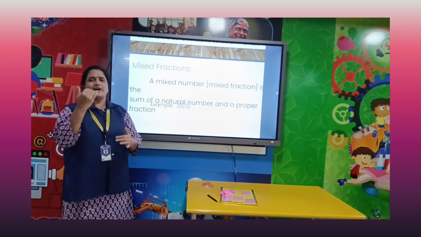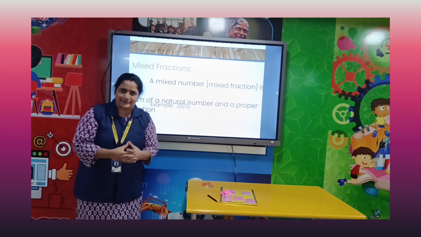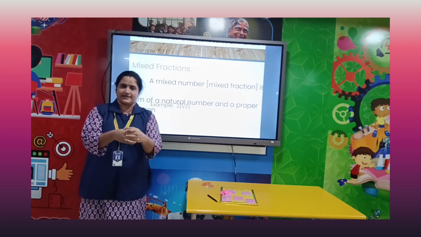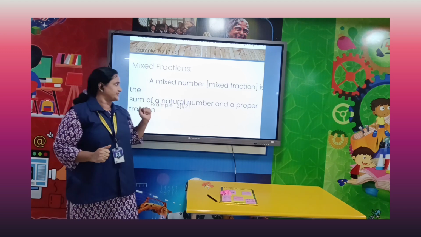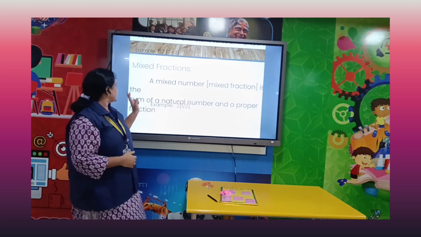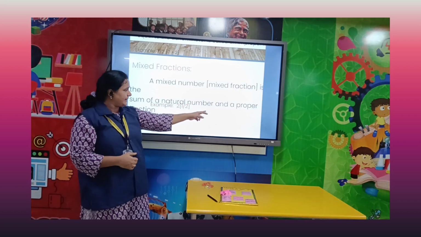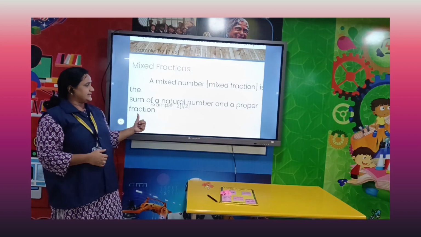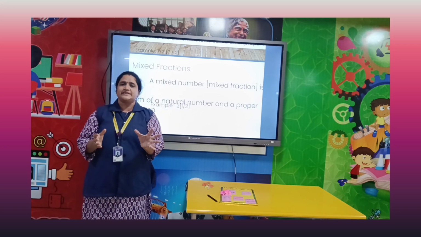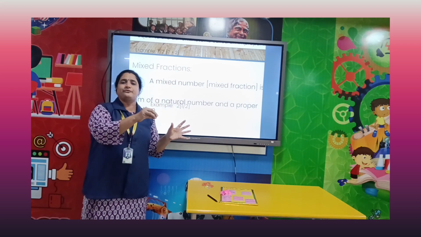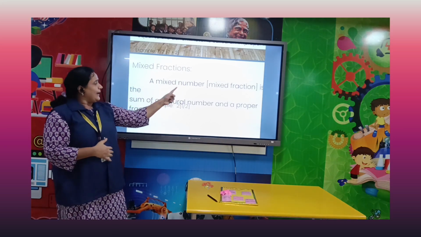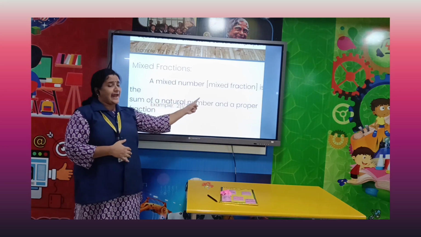Now we are going to see one more fraction, called a mixed fraction. From the name itself you can understand it is a combination, a mixing of numbers. Here the definition: a mixed fraction is a sum of a natural number and a proper fraction. What do we mean by sum in mathematics? Sum is the term we usually use for addition, so adding numbers. You have to add a natural number and a proper fraction.